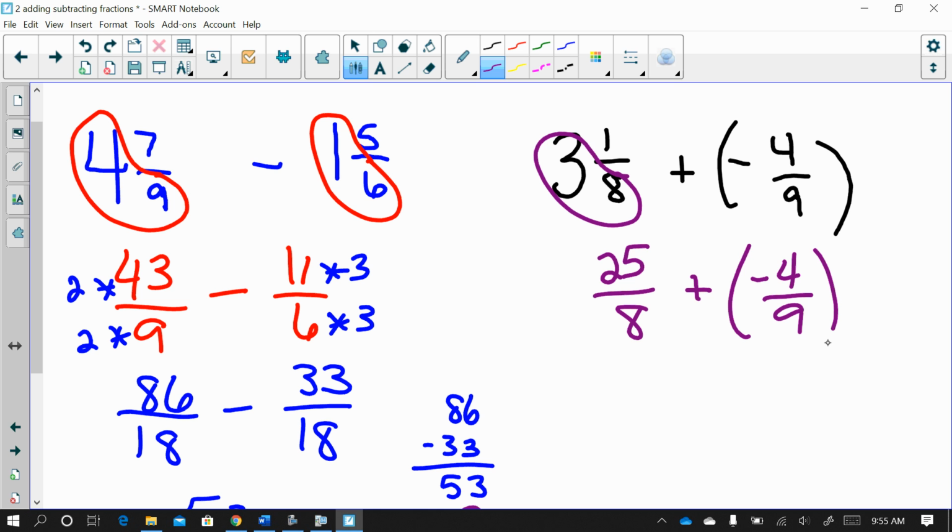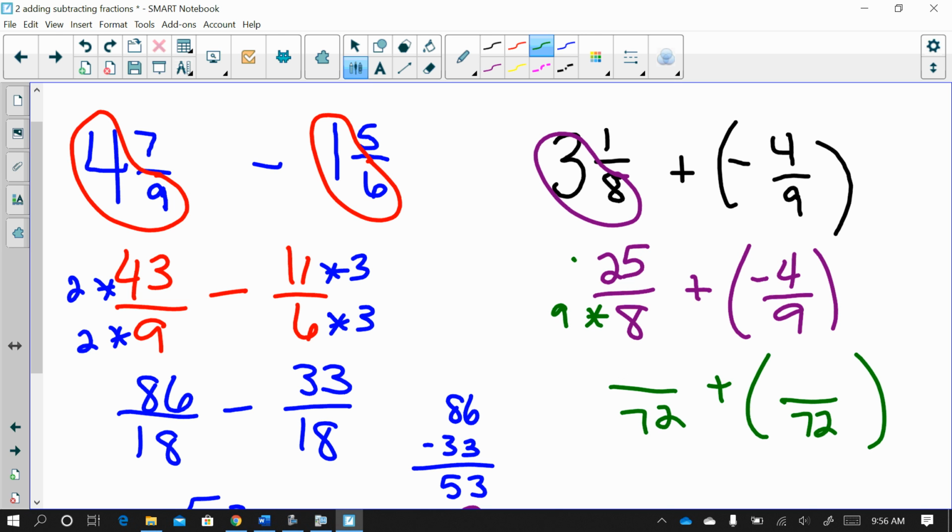What's my common denominator between 8 and 9? Well, 8 times 9, so we have 8, 16, 24. Yep, we just need to do 8 times 9. That gives us 72. How did I get from 8 to 72? Times 9, do it to the top.